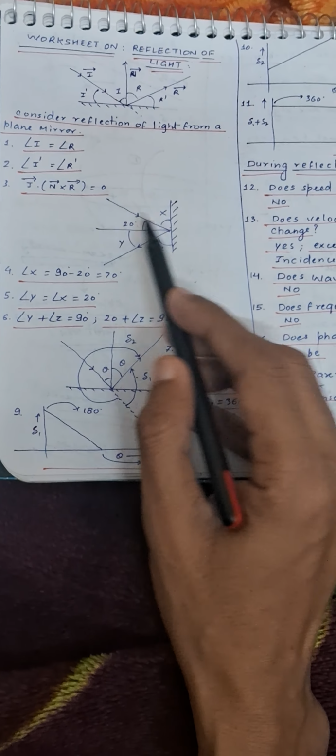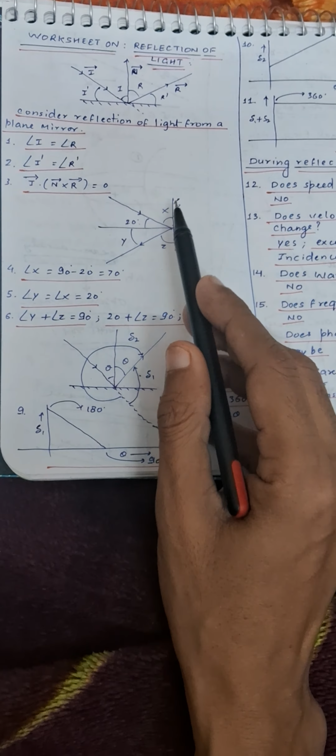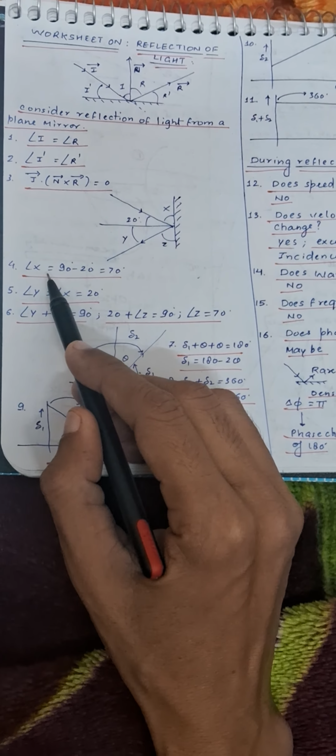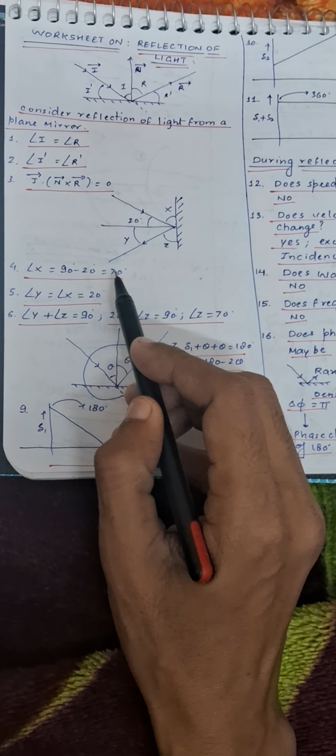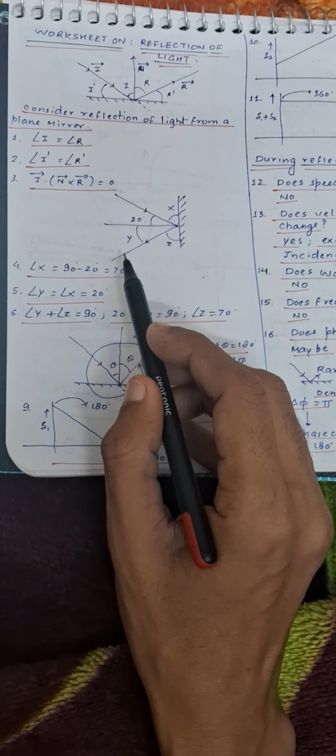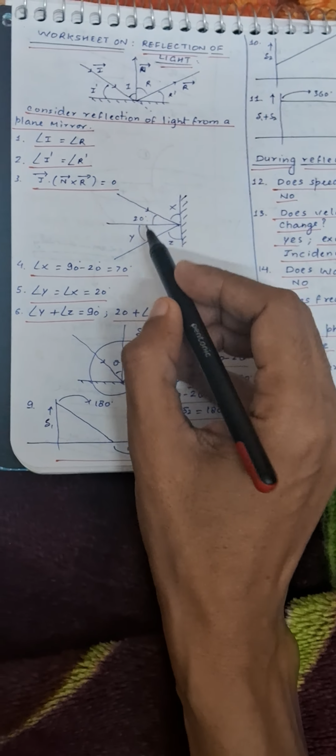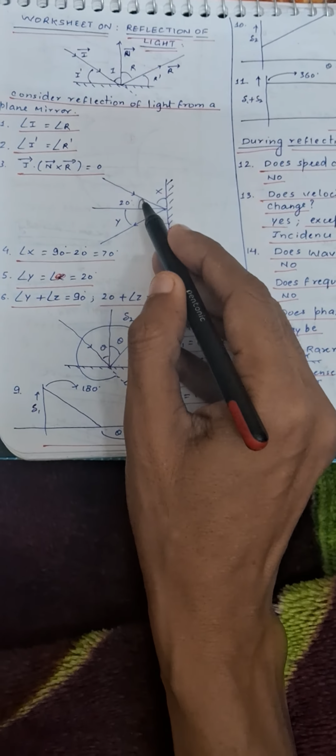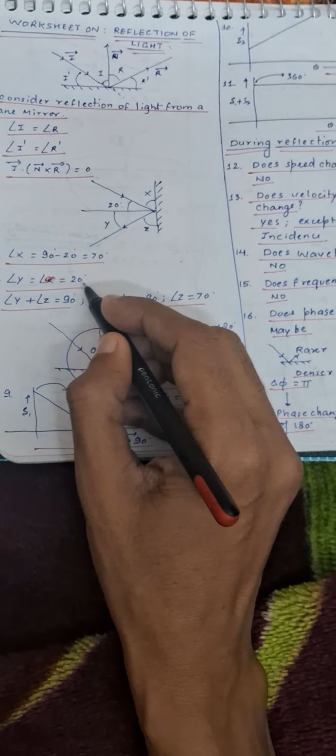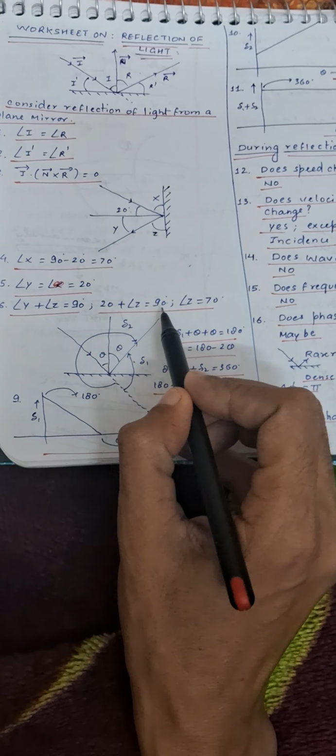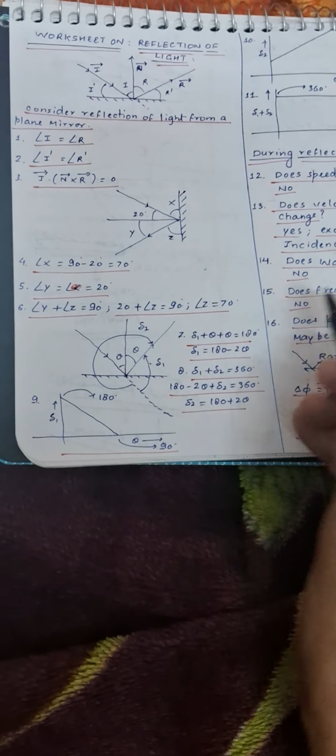Now there is a question: suppose light is incident like this, we have to find angle x. You can see that the total angle is 90, so angle x is 90 minus 20, which is 70. Angle y here is equal to 20 degrees, because the angle of incidence is equal to the angle of reflection. Now again y plus z is 90, so angle z is equal to 70 degrees.